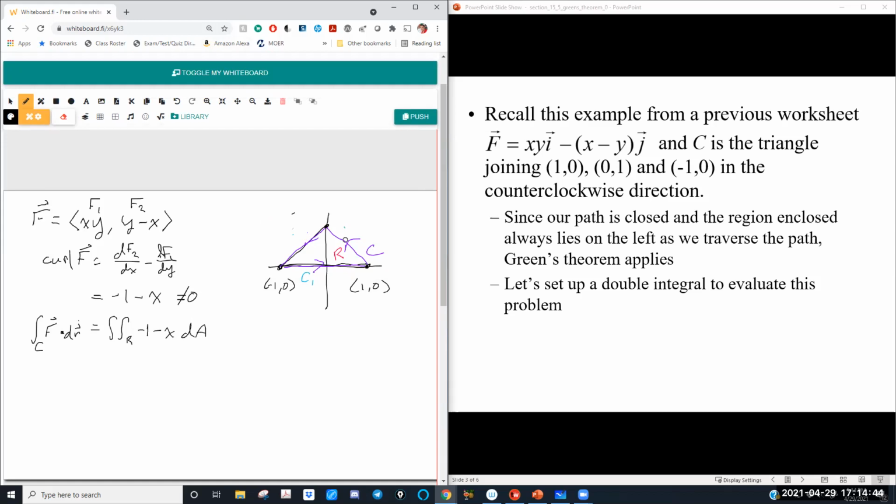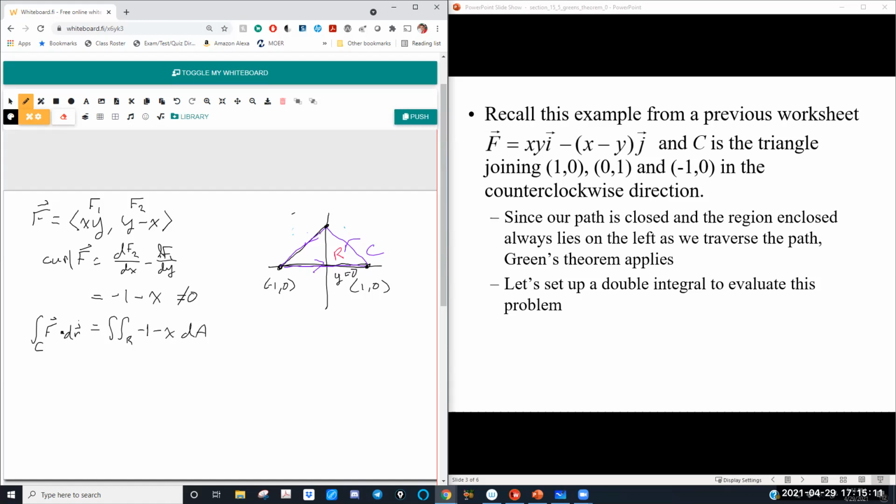All right. Now, at this point, once you've decided to use Green's theorem and calculated the curl, you're back into module 4 mode. We set up our limits just like we would for any double integral, and we go to work. So I need equations for these lines. Well, the line at the bottom is pretty easy. It's just the x-axis, so that'd be y equals 0.